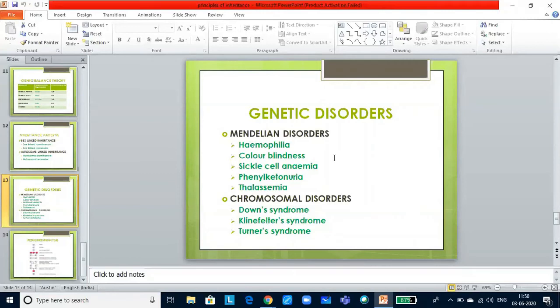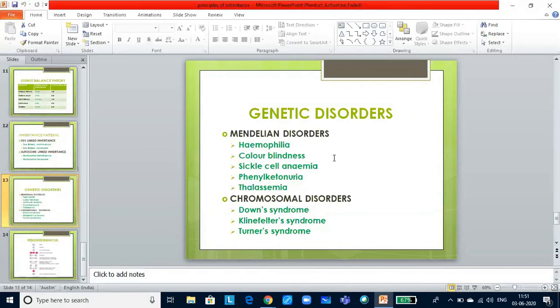The affected individual lacks an enzyme that converts the amino acid phenylalanine into tyrosine. This phenylalanine is accumulated and converted into phenylpyruvic acid and other derivatives. These are excreted through urine because of its poor absorption by kidney.